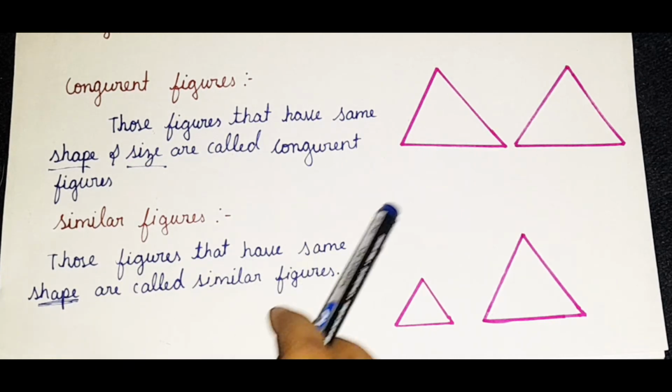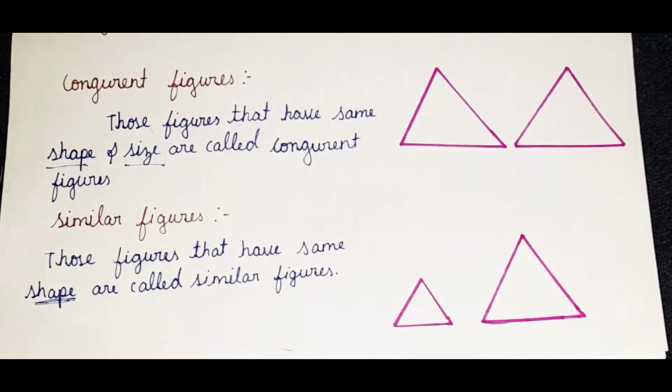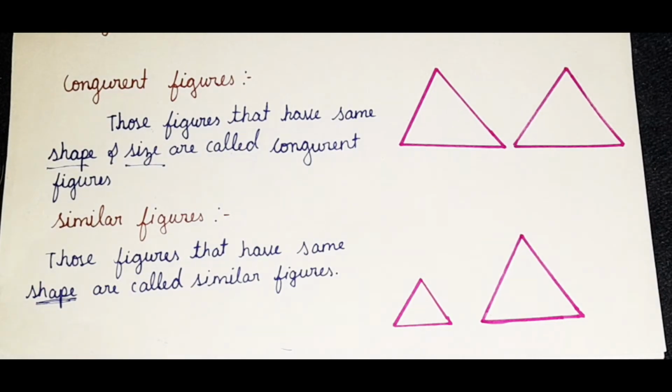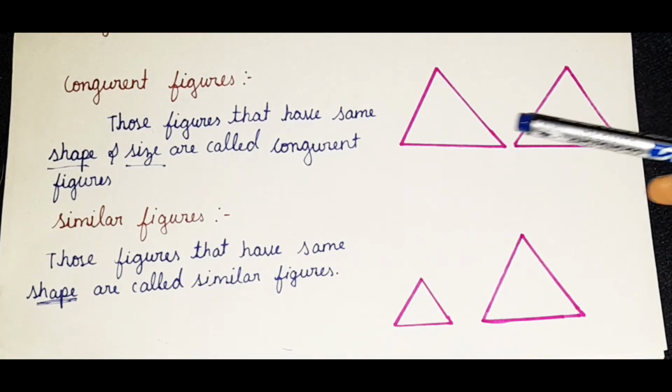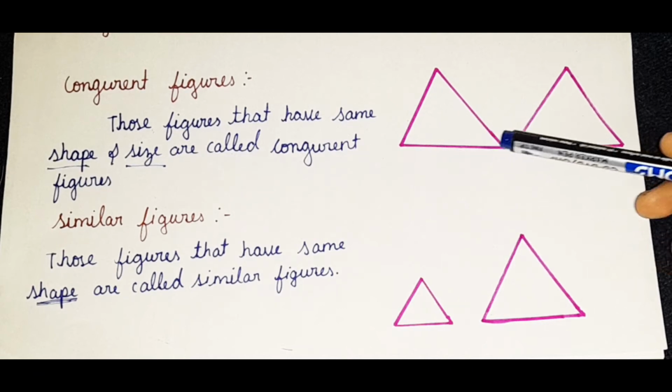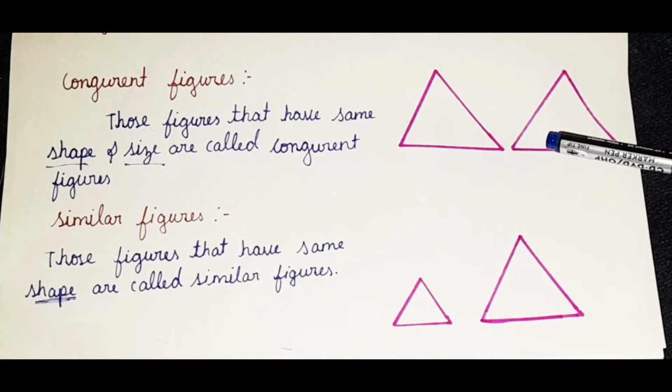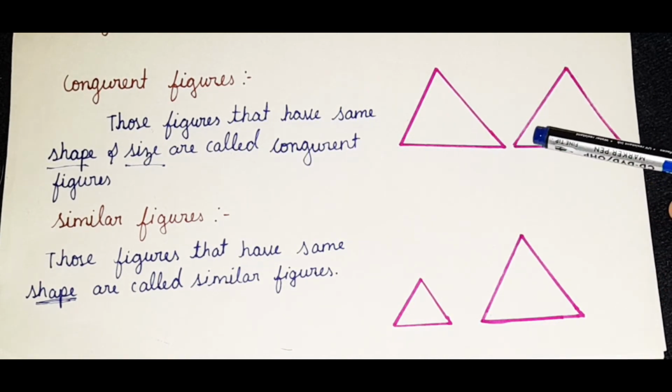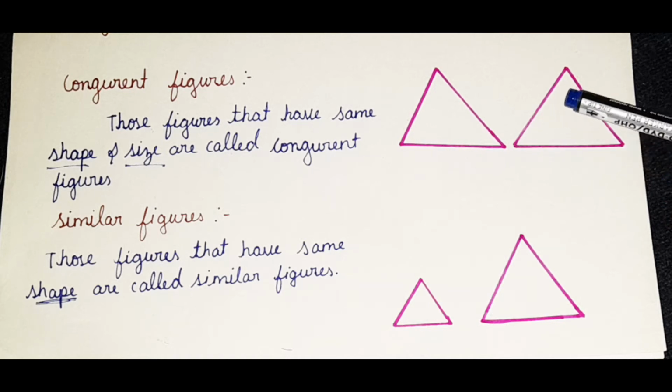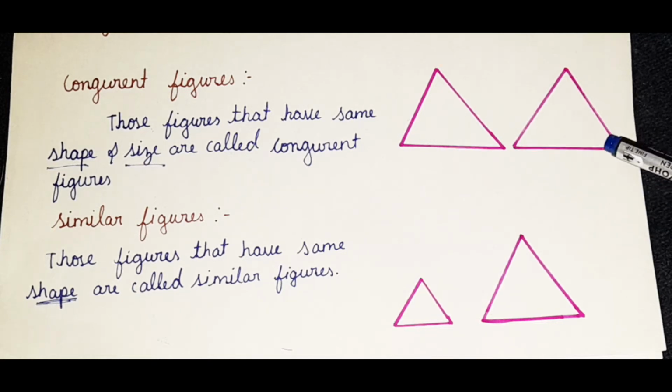For example, here we have two triangles. So what is the shape? Here we have two figures, and these two figures are in triangle shape. Am I right? Shape means they are asking whether it is a triangle or rectangle or square or circle. So here the shape is triangle.